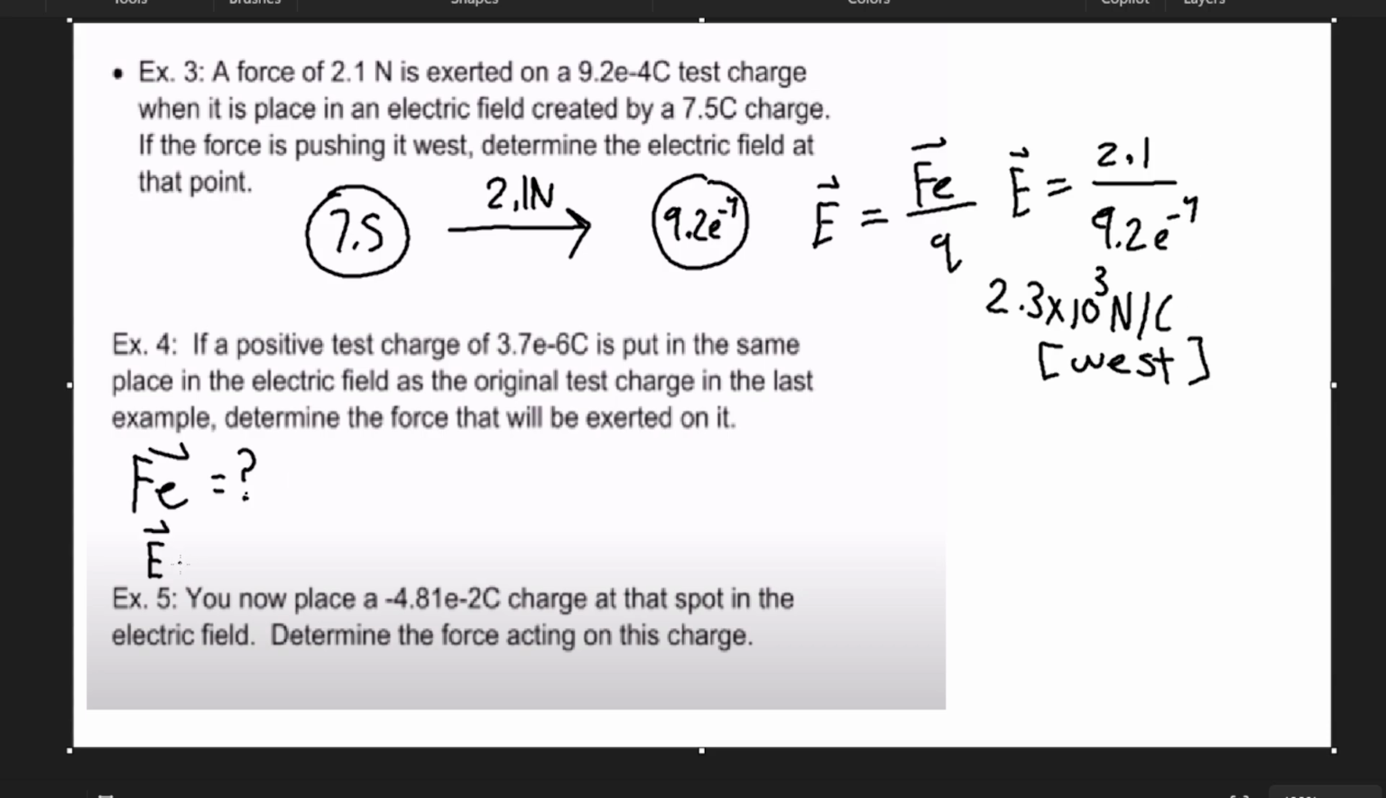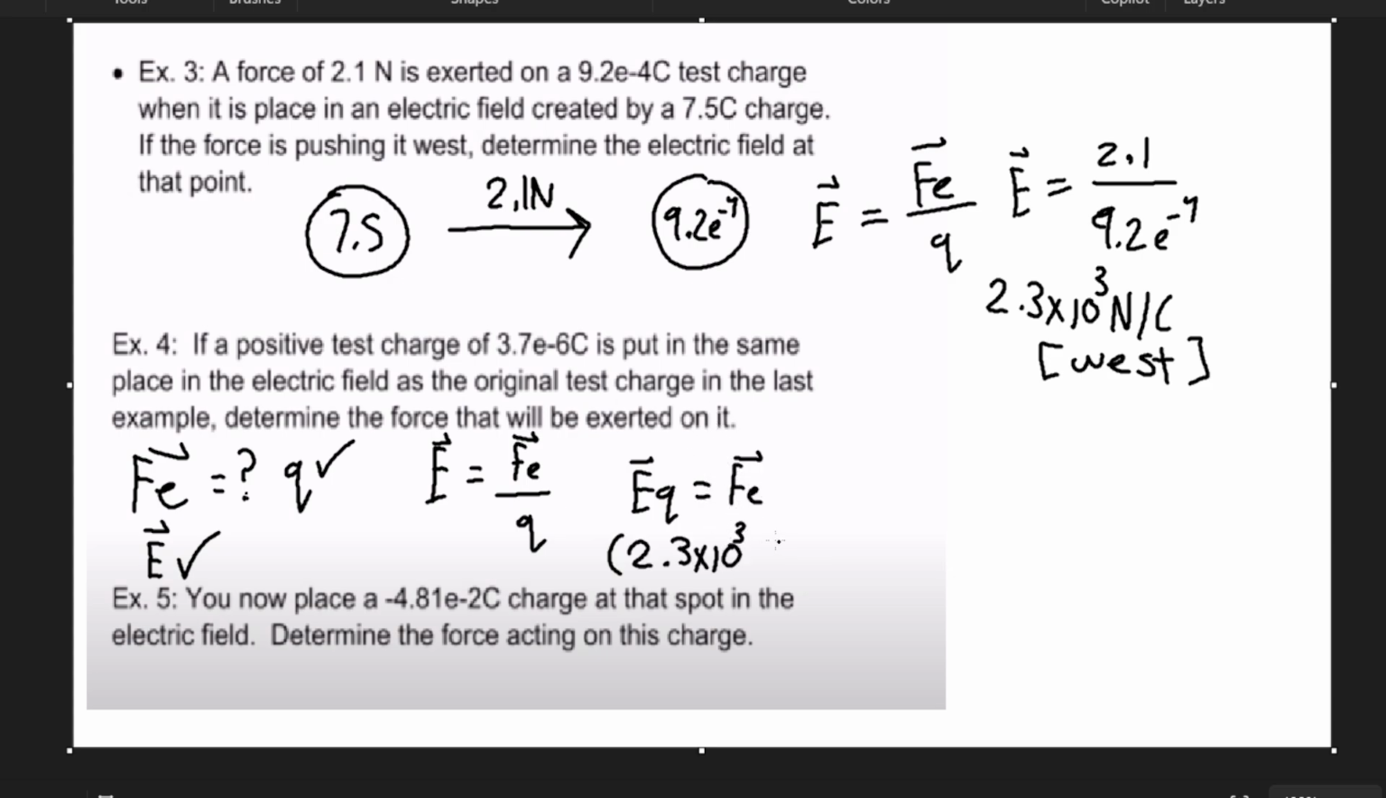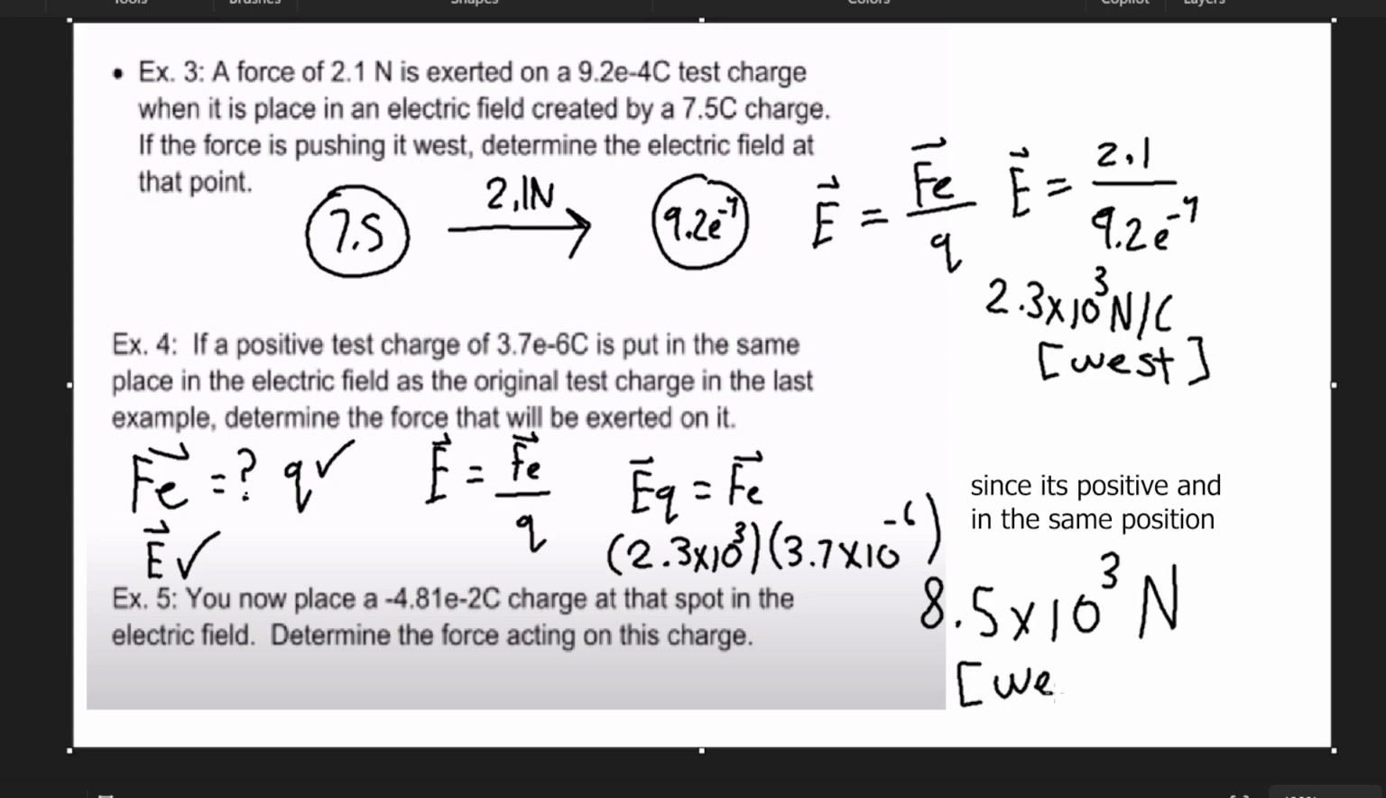Well, we know what the electric field is because we calculated that in the past question, and we know what Q is because it's stated. So E is equal to Fe over Q. Rearrange: EQ is equal to Fe. Use the same value for the electric field, and we get that it's 8.5 times 10 to the power of 3 newtons. Because it's in the same position, we know it's being pushed west.